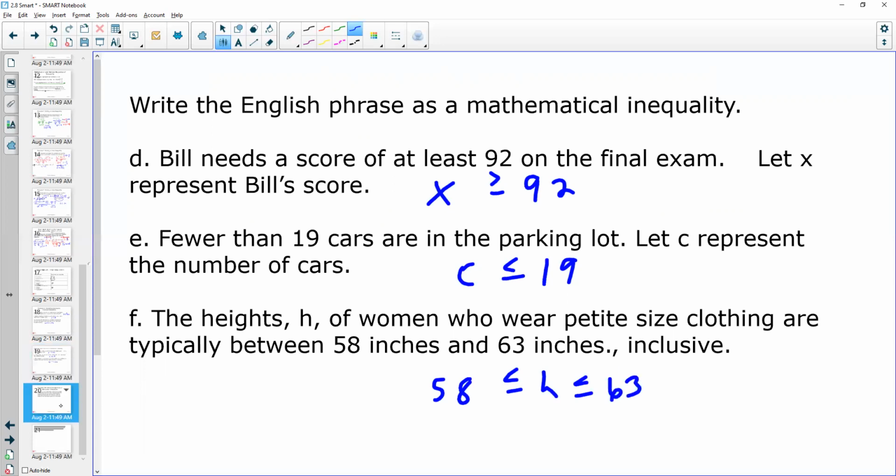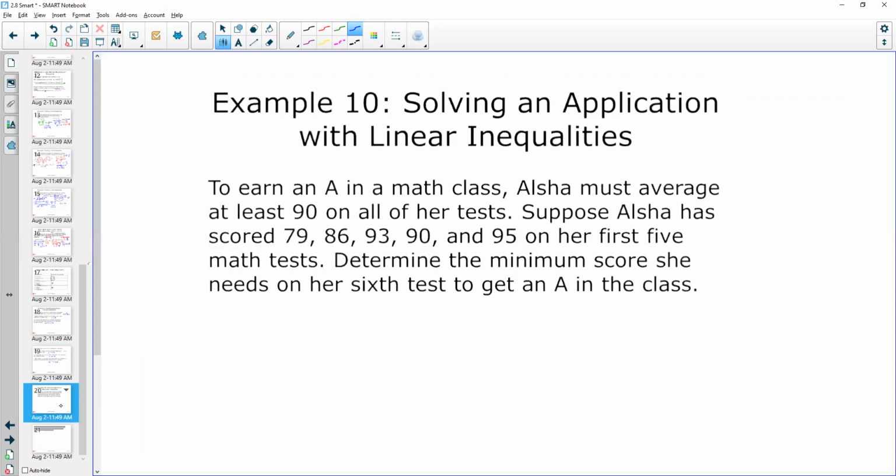Okay, all right, let's do one more thing. So there is an application here. To earn an A in math class, Alicia must have an average of 90 on all her tests. You've done this math before. Suppose she has scored 79, 86, 93, 90, and 95 on her first 5. Determine the minimum score she needs on her 6th test to get an A.